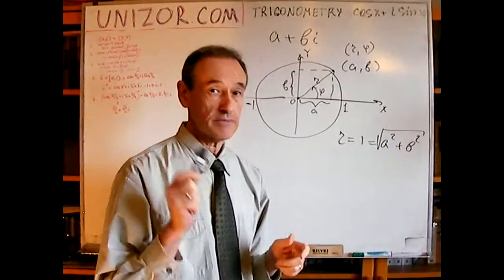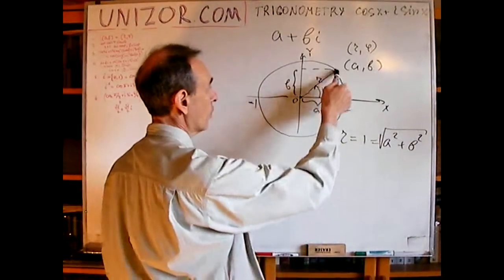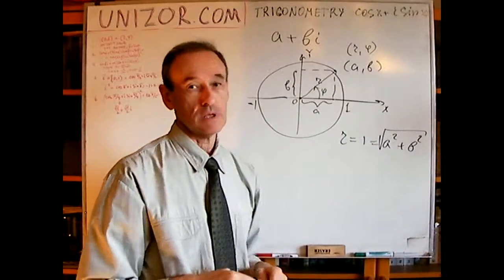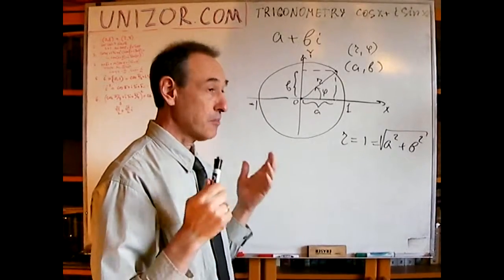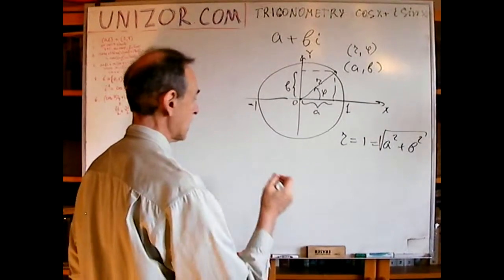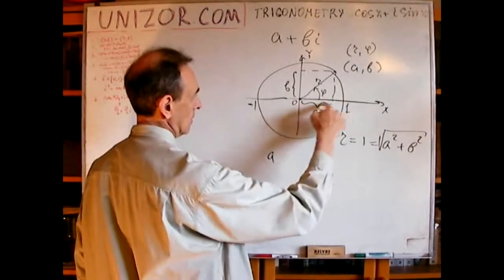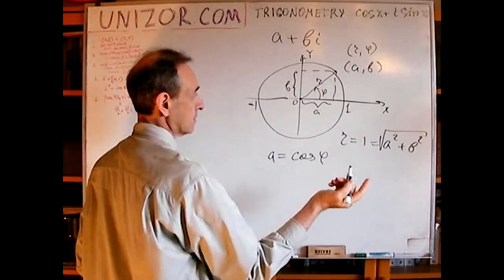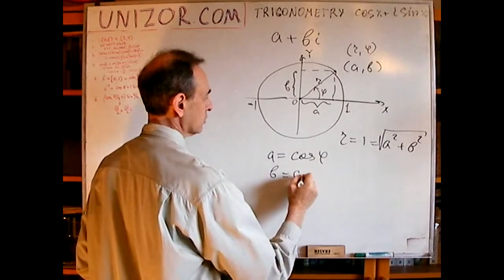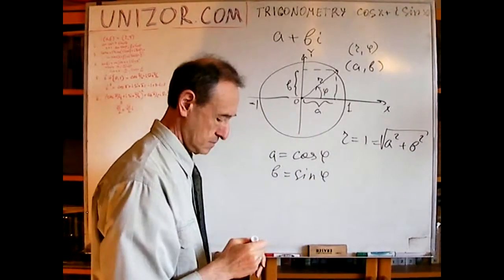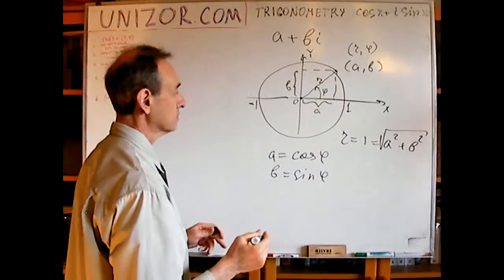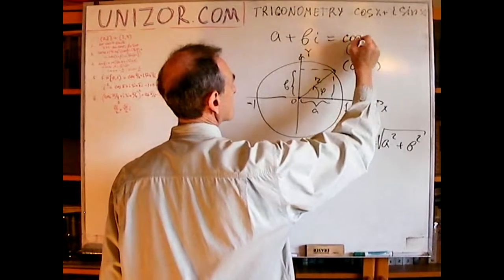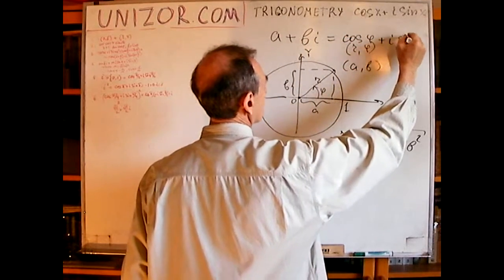Okay, fine. But if that's true, then what are abscissa and ordinate, what are a and b in this particular case? Well, by definition of sine and cosine, a, which is abscissa, is equal to cosine of phi, right? That's the definition. And b is equal to sine phi. So, all of a sudden, we came to the conclusion that our number can be represented as cosine phi plus i sine phi.